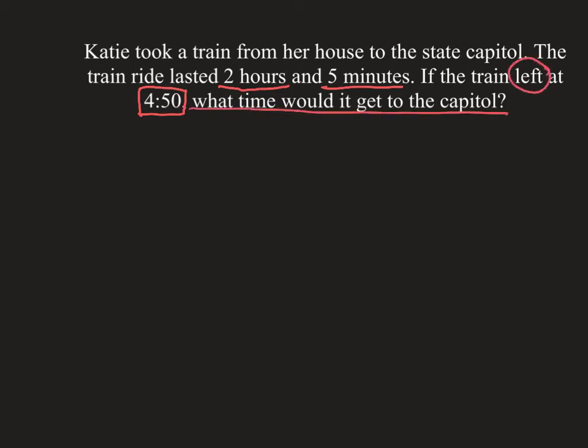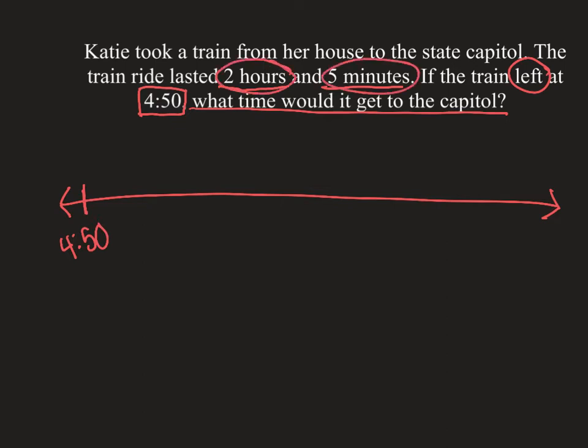So the train left at 4:50. So that's my start time, okay? So on my number line here, I'm going to put my start time at the very beginning, and that is at 4:50. And now it says it lasted 2 hours and 5 minutes. So 2 hours, I'm going to draw my mountain for the first hour. And now I'm at 5:50. That's one of them. And now I need to draw another mountain.